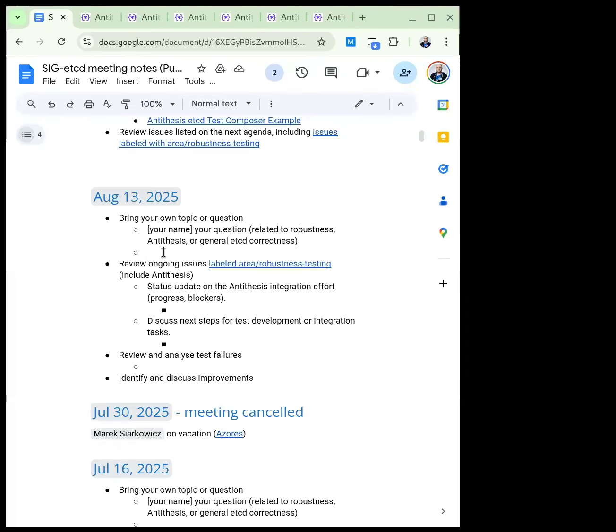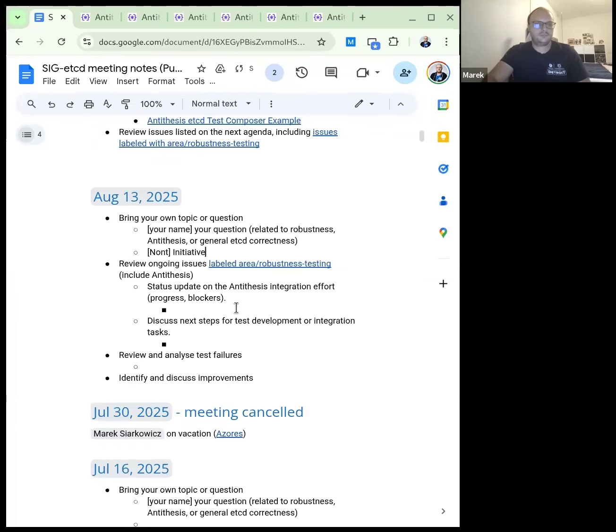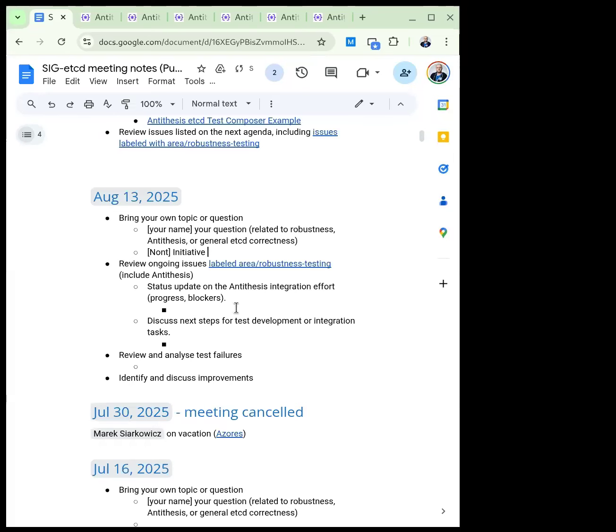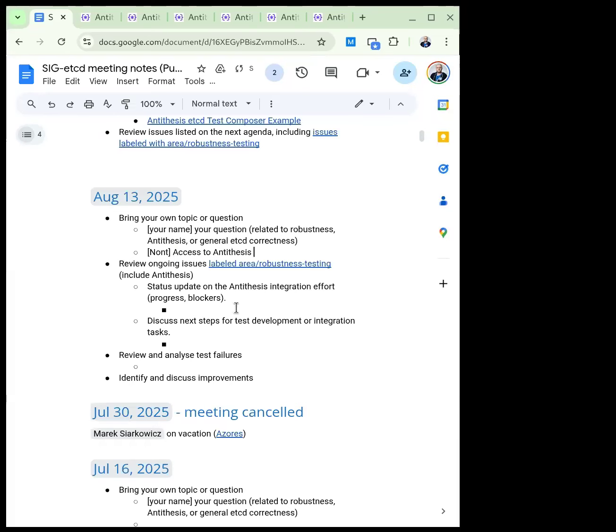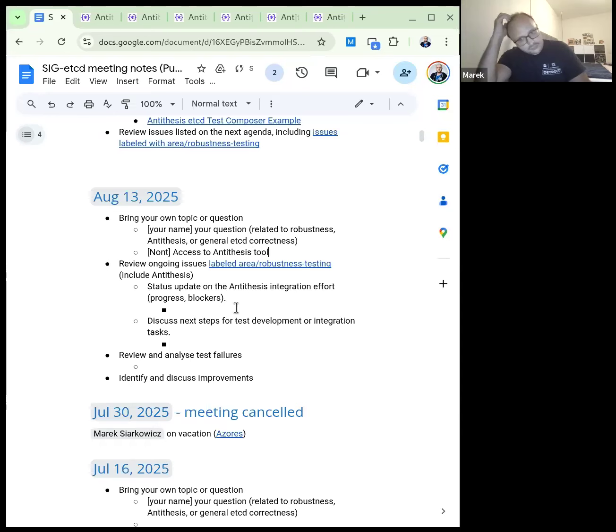I actually didn't have a chance to put my topic here, but I think there's an initiative to give access to the antithesis debugging utility. I'm not sure, Marcus, do you have any news on that? Since our attempt on the integration, I think we have found a lot of bugs, and I think it would be easier to figure out or reproduce the bugs.